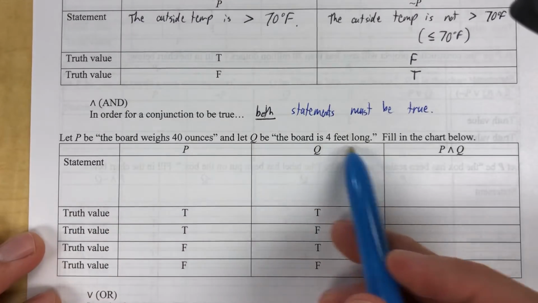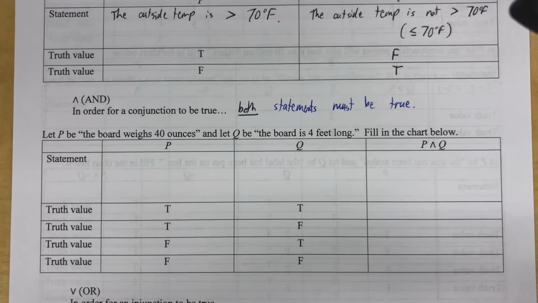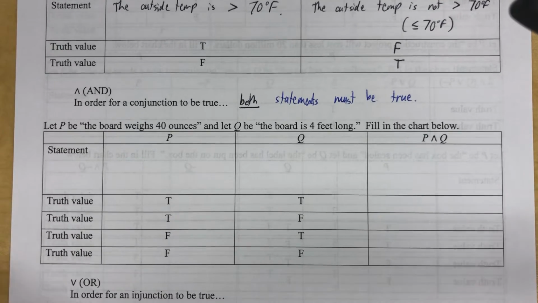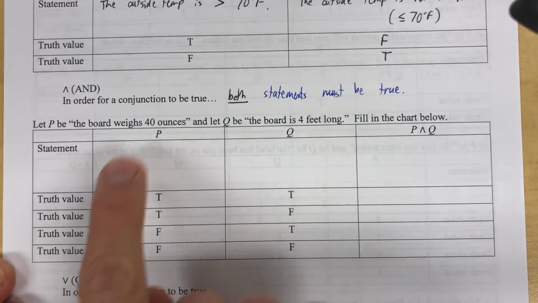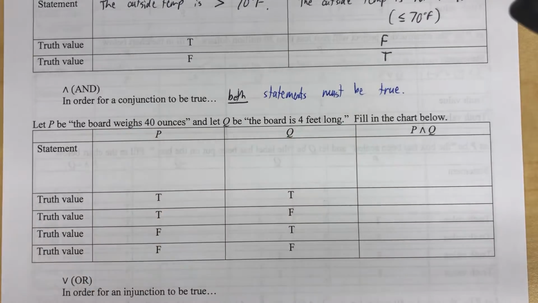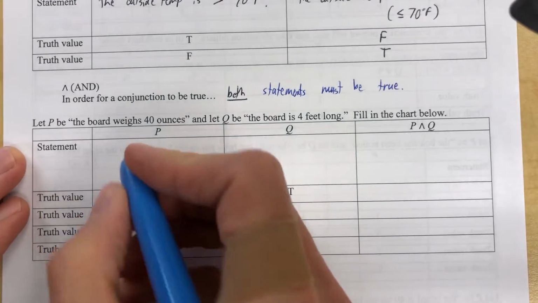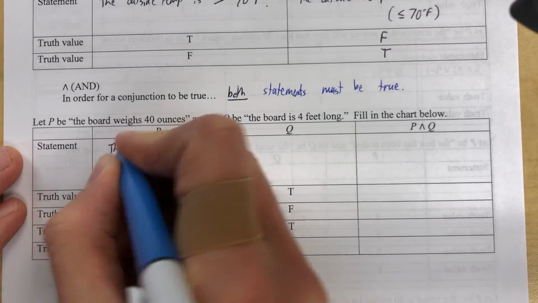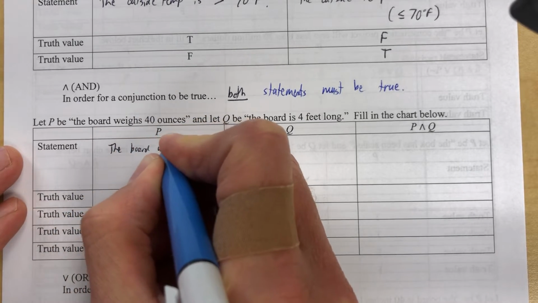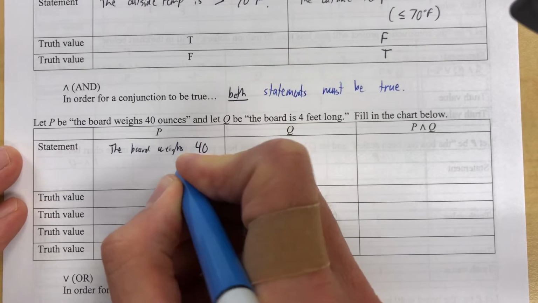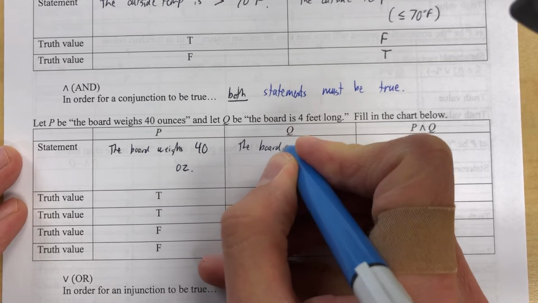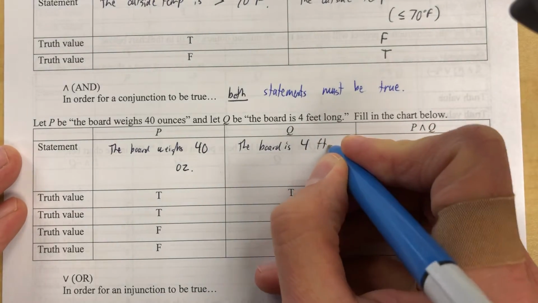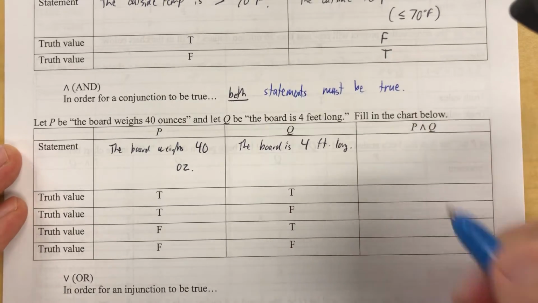By the way, I picked this example because maybe you are programming a saw at a lumber yard or something, and the saw needs to meet, in order to kick in, both these criteria. The board weighs 40 ounces and the board is 4 feet long, and then it does whatever it's supposed to do. It saws it or drills it, or no, that wouldn't be at a saw shop if it's drilling it, but whatever. So P is the board weighs 40 ounces. 40 ounces, let's abbreviate that. And the board is 4 feet long. And then over here, we're going to have the and statement in between them.